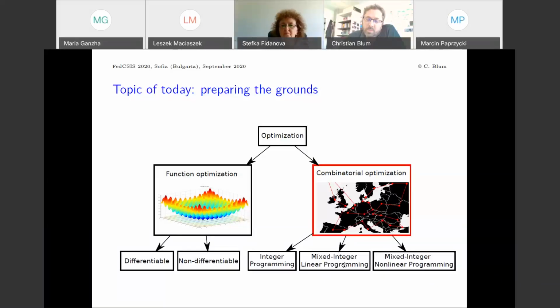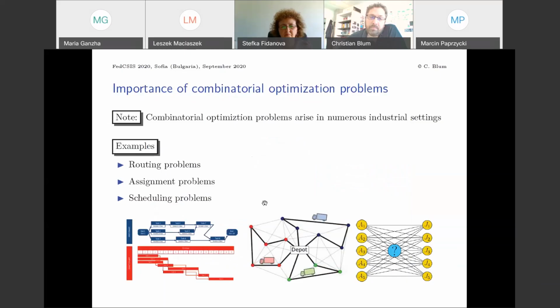programming field. So most of the problems that we are tackling are in this area here. But I already tell you that most of the ideas that I'm presenting today are general, so they can be applied basically to any optimization problem. Okay, so combinatorial optimization problems are very important, especially in industrial settings, but also in educational settings, for example.